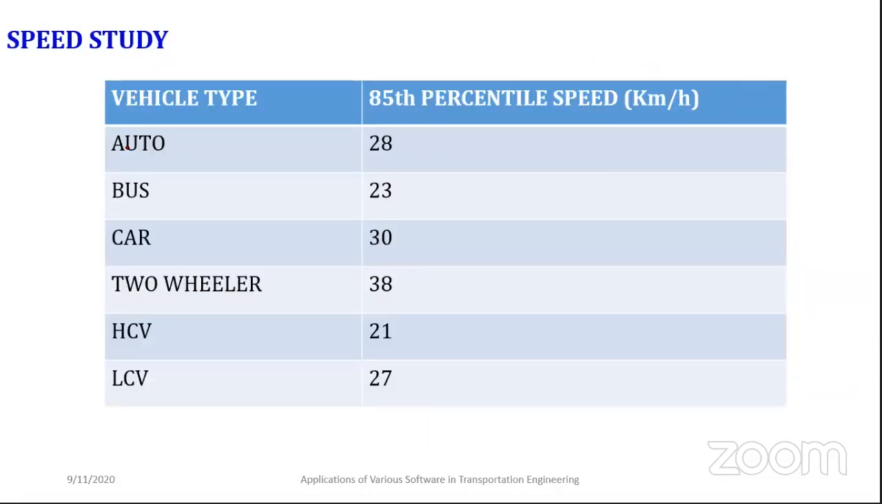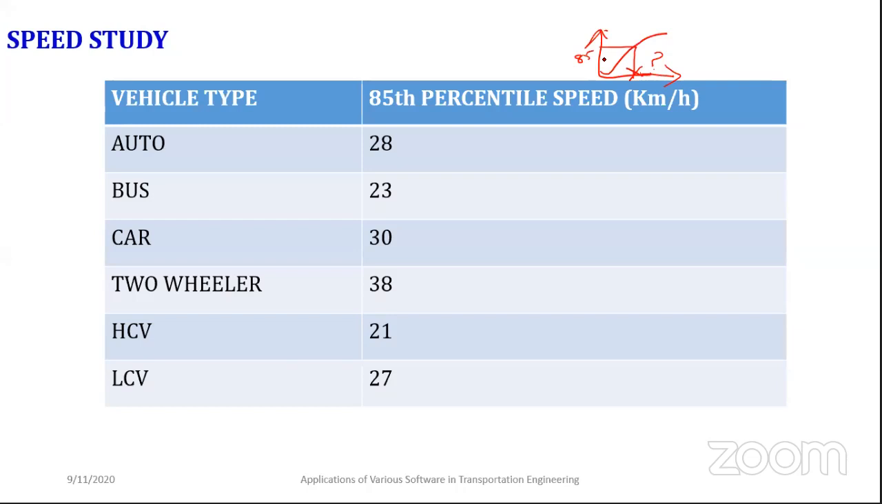From that we have estimated the 85th percentile speed. So you might be having the number of speeds, and you have to plot the cumulative plot, the S curve. From that you try to identify the 85th percentile, and according to that, your speed can be estimated.